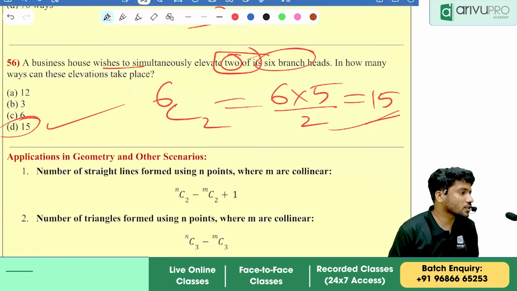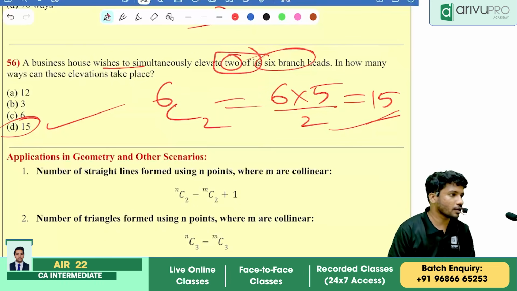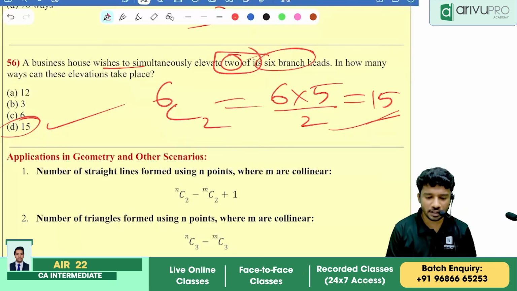I hope you understood combination. Got it, people? Any doubt, you can tell me right now. Got it? The basic meaning is clear.